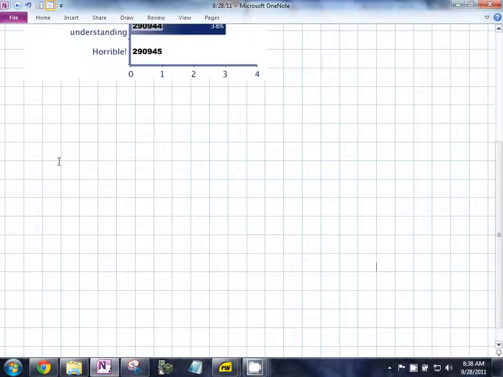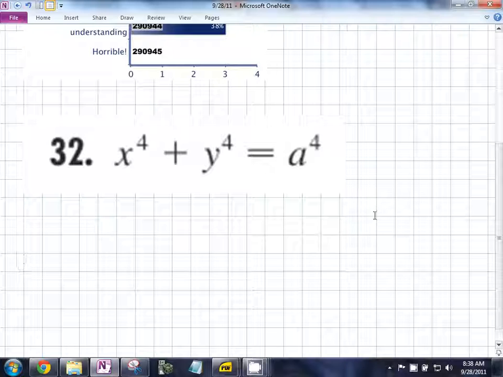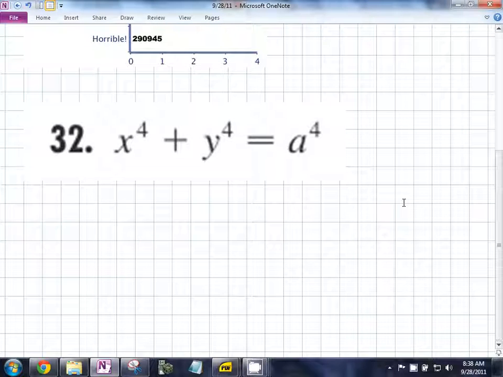A is a constant. You're not in multivariable calculus or in single variable calculus, so you're going to have x and y at the most. So you have to implicitly differentiate this. Can someone tell me what the first implicit differentiation is? Someone raise their hand and tell me.